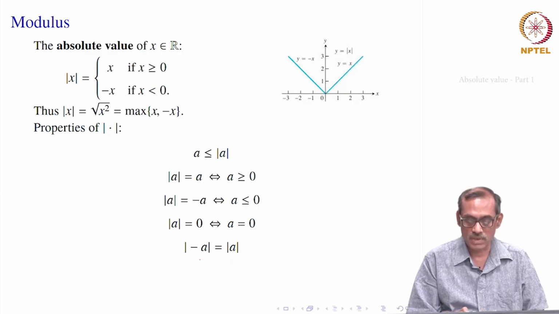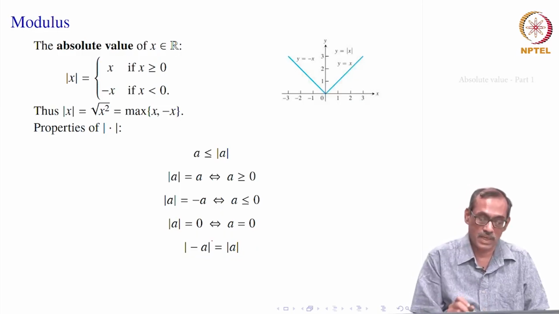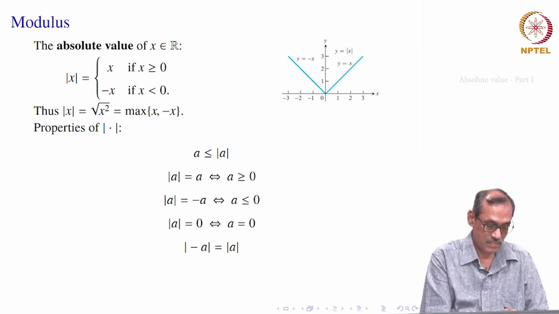Now, the next property is very obvious, it is mod of minus A. Anyway, mod is the distance from the origin. So A's distance from the origin or minus A's distance from the origin, they are the same. Minus A mod must be equal to mod A, and also from the definition you can get it directly.